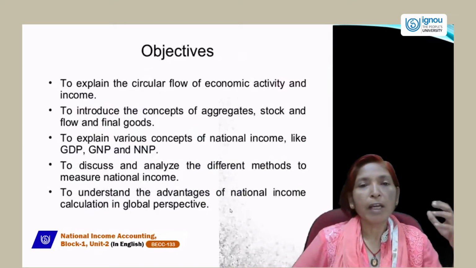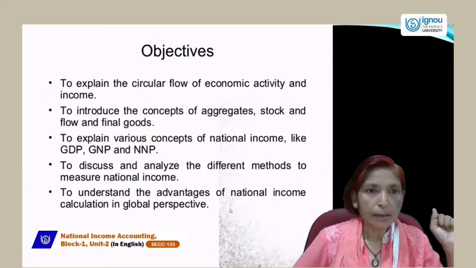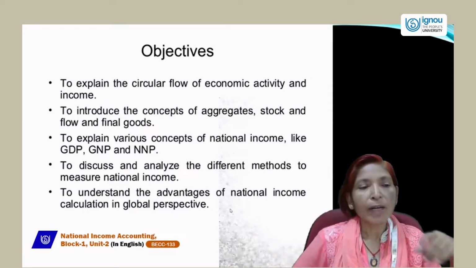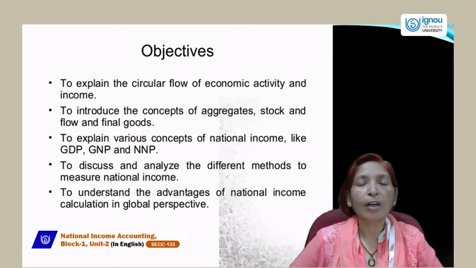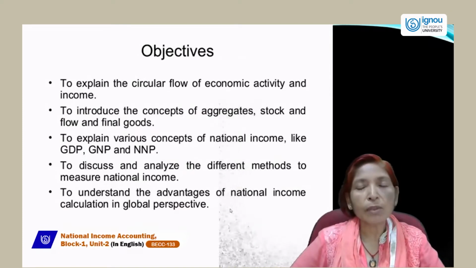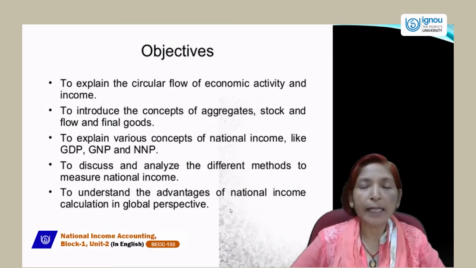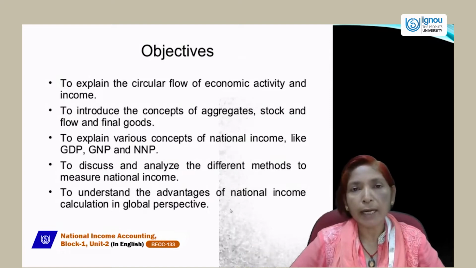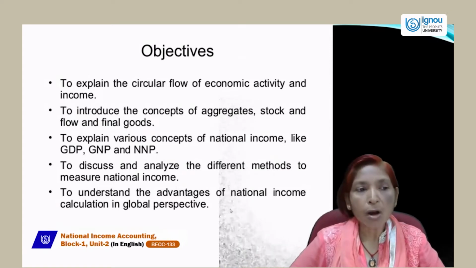Next, what is the main objective of national income accounting? Number one, in this session, we will explain the circular flow of income, or circular flow of economic activity and income, because this topic starts from the circular flow of income. Next, we will discuss the different national income accounting aggregates like GDP, GNP, NDP, NNP at market price and factor cost, and stock and flow.